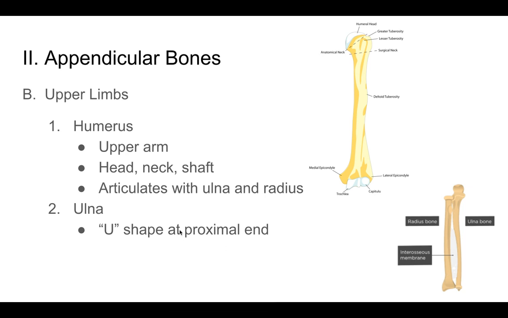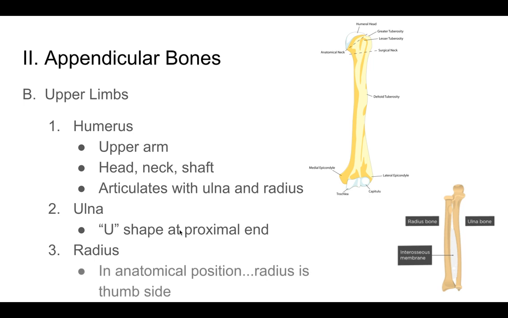So the ulna has a U shape at its proximal end, and the radius is going to be the other one. Now, if you hold your hand out, so do this with me. I know you're taking notes, but do this with me. Put your hand out on the table, palm up. So we're in anatomical position. If our palm is to the ceiling, if you feel on the pinky side of your arm, that is your ulna. If you feel on the thumb side of your arm, that is your radius. So that last bullet, in anatomical position, the radius is on the thumb side.